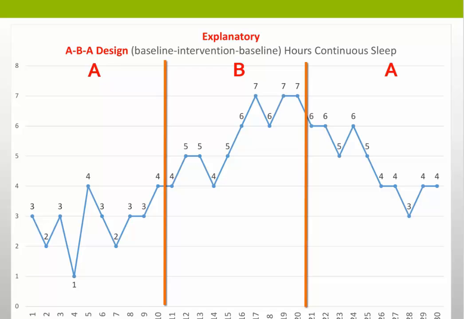the number of hours the person continuously slept before the intervention. B shows us the number of hours the person continuously slept during the intervention while the intervention was being applied. In other words, they were listening to the relaxation recording. And then A shows us the second baseline, so the number of hours the person continuously slept after the intervention was discontinued. And notice that this gives us a fuller cause and effect picture.